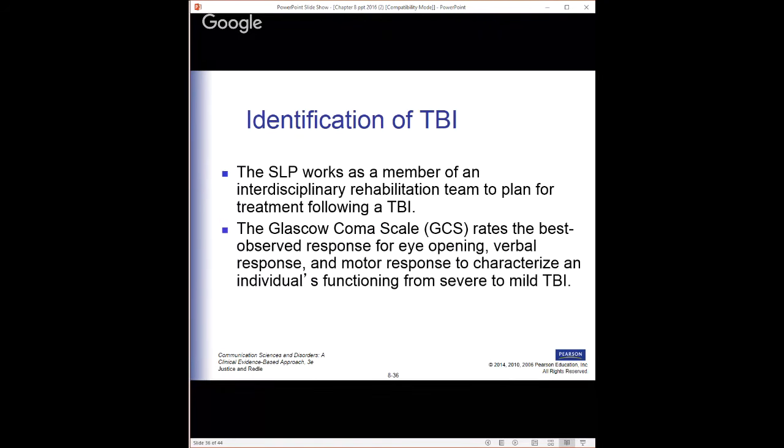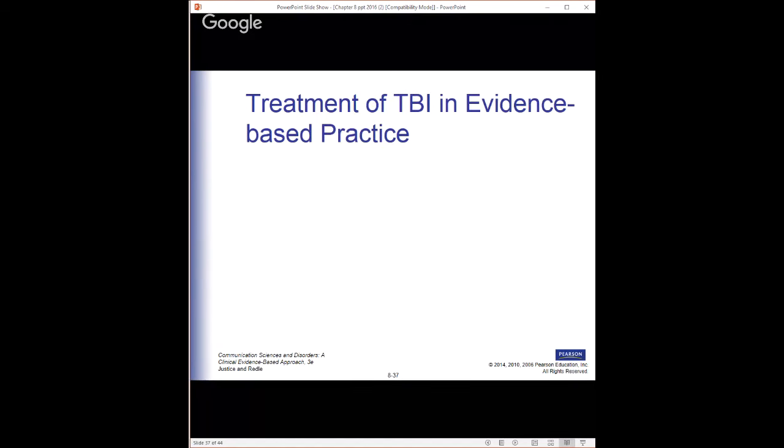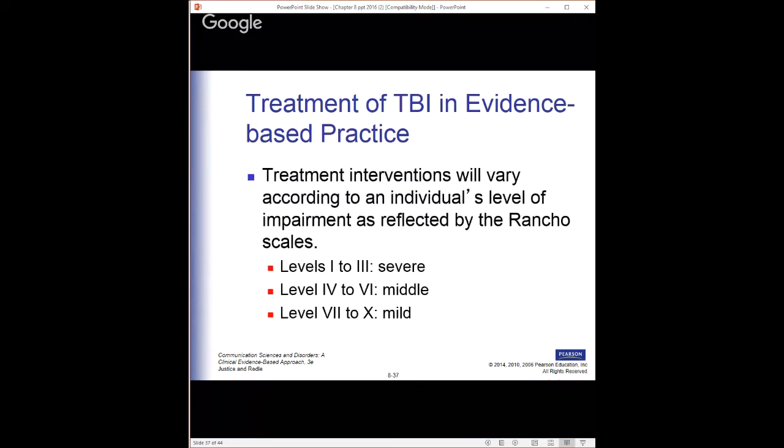In the last chapter, we talked about the Glasgow Coma Scale, rating the best observed response for eye-opening and verbal response, motor response, to characterize an individual's functioning from severe to mild TBI. Treatment interventions are going to vary according to an individual's level of impairment as reflected by the Rancho scales. And those are going to look at levels 1 to 3 as being severe.